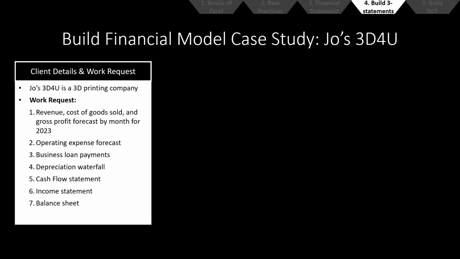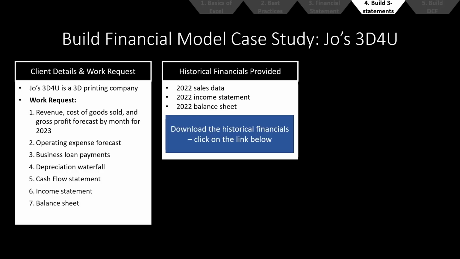Now let's build our own financial forecast with a simple case study. Our client, Joe, owns the company Joe's 3D4U, which is a 3D printing company in her city. She would like help in creating a revenue, cost of goods sold, and gross profit forecast by month for 2023, an operating expense forecast, business loan payments forecast, depreciation waterfall, a cash flow statement, an income statement, and the balance sheet for 2023. We have a 1-year actual balance sheet, sales data by month, and additional assumptions as follows.